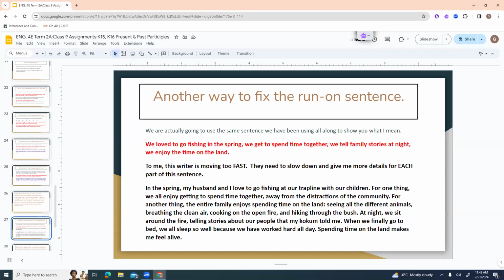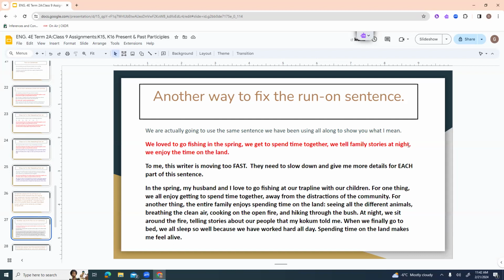Here's what we love. So, for another thing, the entire family enjoys spending time on the land, seeing all the different animals, breathing the clean air, cooking on the open fire, and hiking through the bush. See, now with those details, you've brought it to life for somebody who's never done it before. At night, we sit around the fire telling stories about our people that my Gookum told me. So I've added a lot more details to "we tell family stories at night." I'm showing you where it's happening. I'm also telling you why it's happening, right? I'm passing on the stories that my Gookum told me.